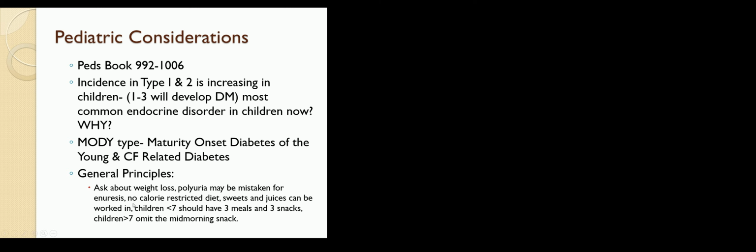Some general principles: you always want to ask about weight loss, and polyuria can be mistaken for enuresis at night. No caloric restricted diet. Sweets and juices can be worked in. If they're under 7, then they get 3 meals and 3 snacks. If they're over 7, then they can omit the mid-morning snack. This is particularly important for school, when they're in school, that the school nurse, the teachers, and the coach are all on board, particularly if they play sports, because they are going to need snacks and carbs prior to exercising.